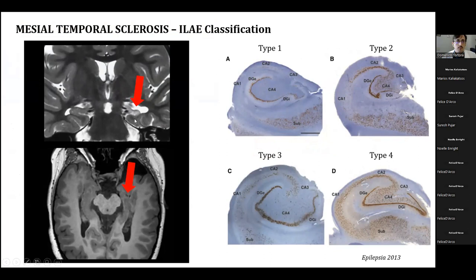I think it's important to say that hippocampal sclerosis is relatively rare in the pediatric population. It's much more frequent in adults, but in children with a severe form of epilepsy and sometimes with forms of relapsing seizures, or with status epilepticus, we can also observe this finding in the pediatric population.